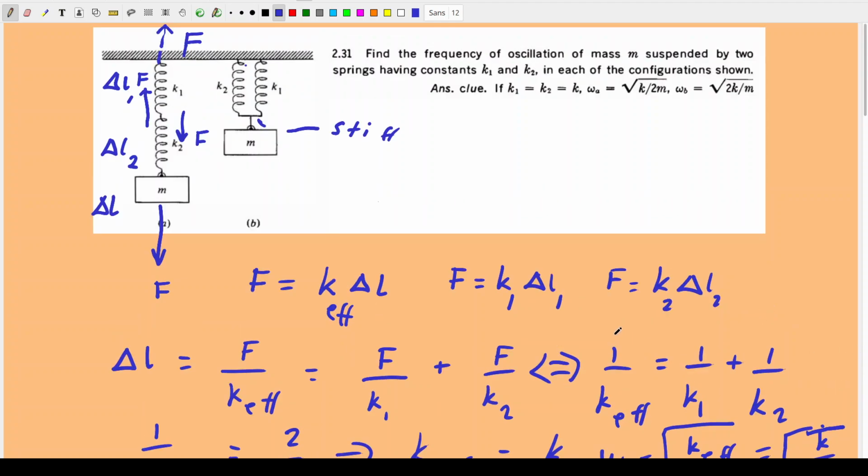And then we can continue with the second system here. So you have instead two springs in parallel. And if we think that the device here is very stiff, then when you move this system with delta L down, both the springs here will also have to move delta L.